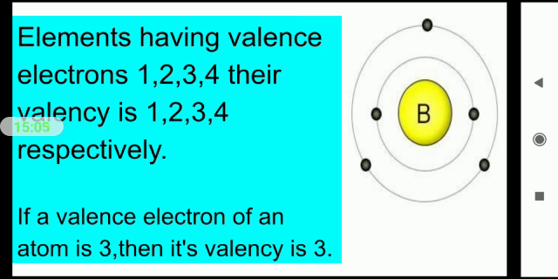The valency of elements having valence electrons 1, 2, 3, 4 is 1, 2, 3, 4 respectively. An atom tends to lose electrons if it has 1 to 4 electrons in its outermost orbit. When an atom donates these free electrons, it has positive valency. If the valence electrons of an atom is 3, then its valency is 3.